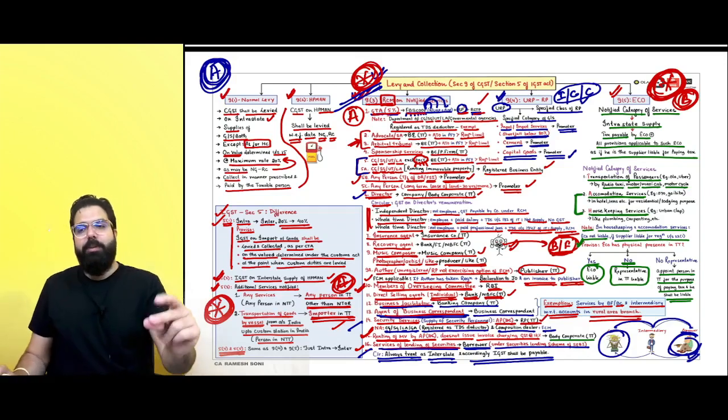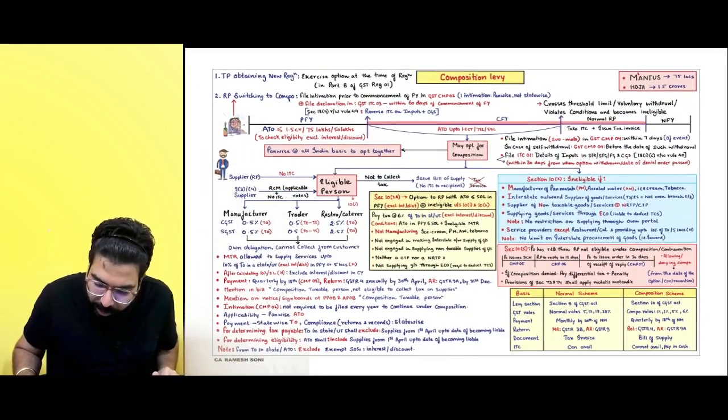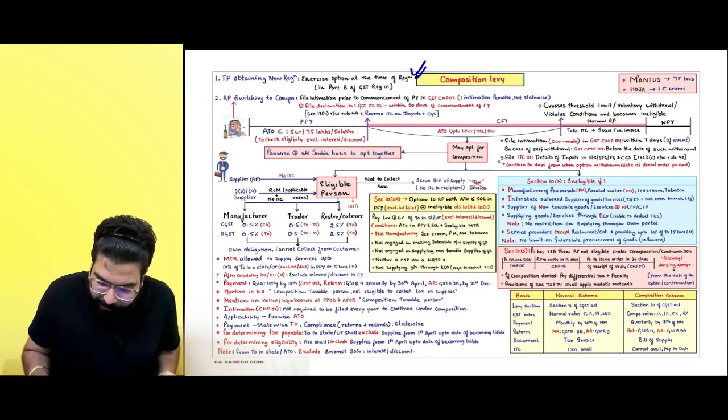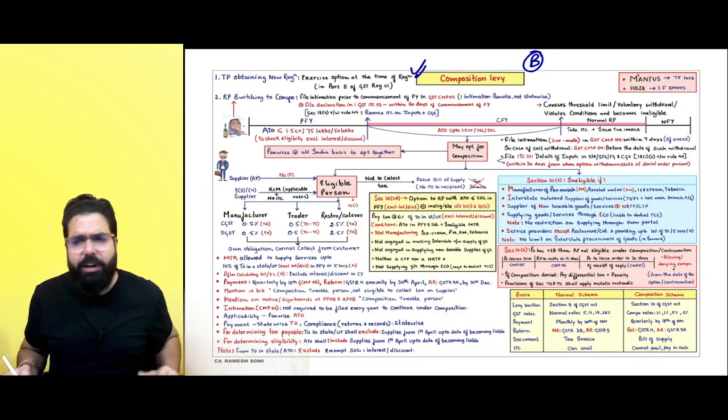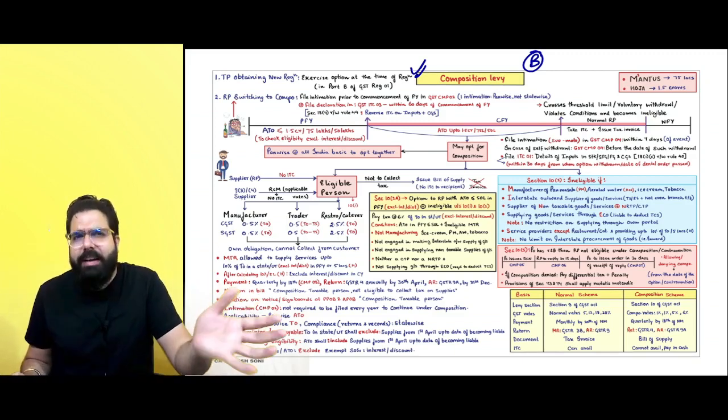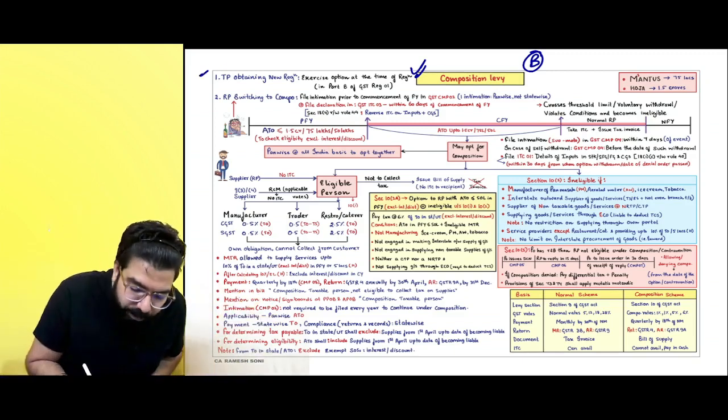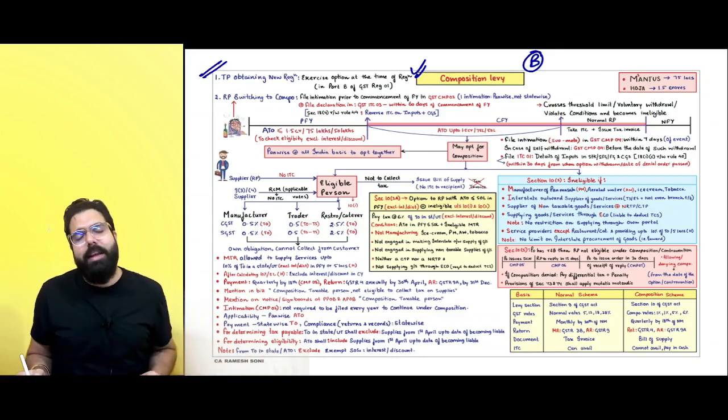Now, the next chapter which you are going to study is the chapter of composition. Everyone over here, a B graded kind of a chapter. Sometimes a question comes, sometimes a question doesn't come. One attempt it comes, next attempt it might not come. So composition scheme, let's go ahead and study composition levy.